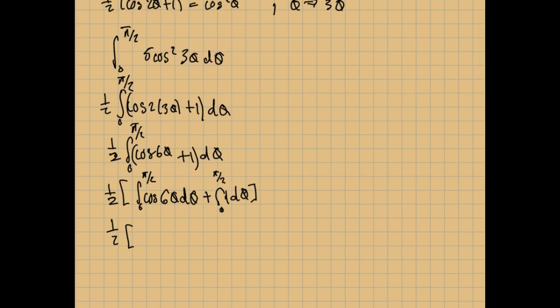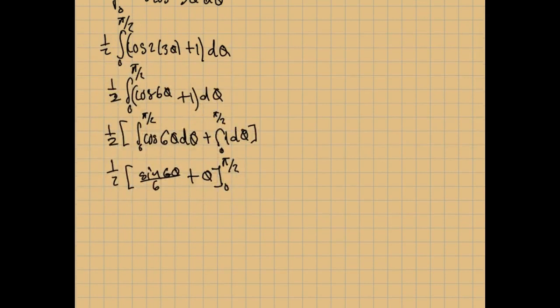Well, the integral of cos 6 theta with respect to theta would be sine, so it would be sine 6 theta divided by 6. Okay, that's the antiderivative. And then you say plus the integral of 1 with respect to theta, which is theta. Okay? And the bounds are from 0 to pi over 2.